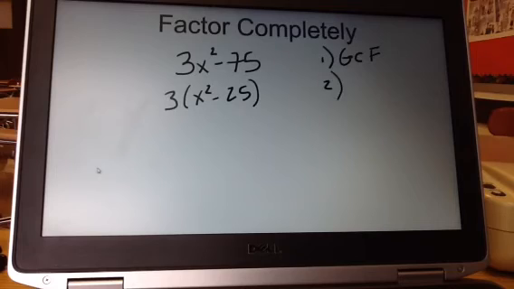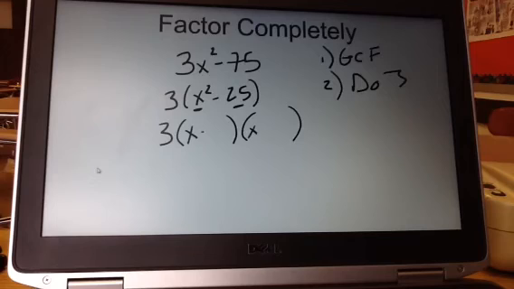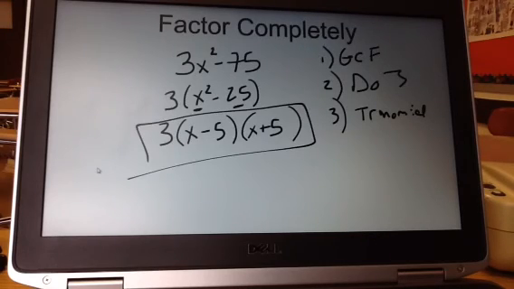Then I ask myself, is it DOTS? And the correct answer is yes. X squared is a perfect square, and so is 25. (x minus 5)(x plus 5). So that is definitely how you factor this, and factor it completely. If I wanted to check for a trinomial, I could, but I would realize that there are no trinomials left, and the correct answer is 3 times (x minus 5)(x plus 5).